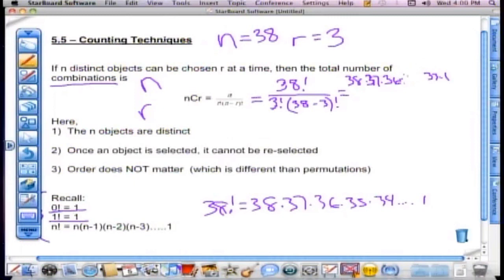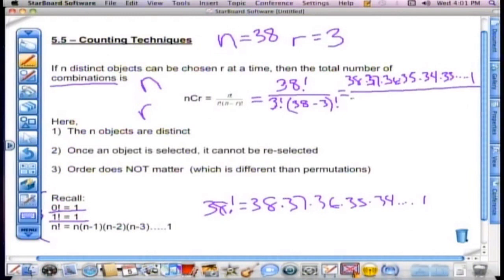Okay, 36 times, oh, I forgot my 35. Here, let me fix this a bit. Okay, 38 times 37 times 36 times 35 times 34 times 33 all the way down to 1. There we go.